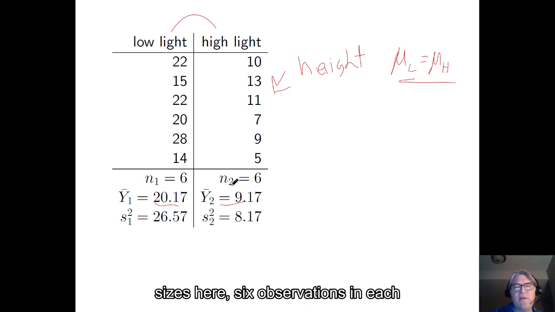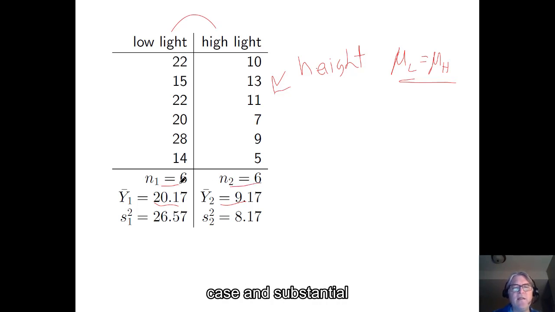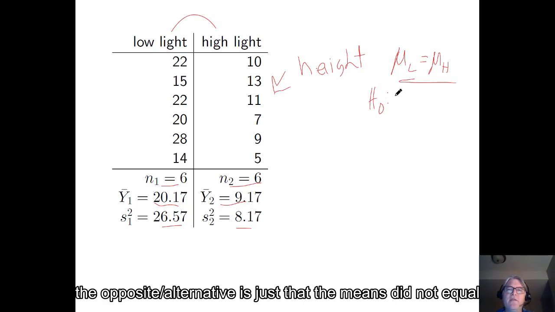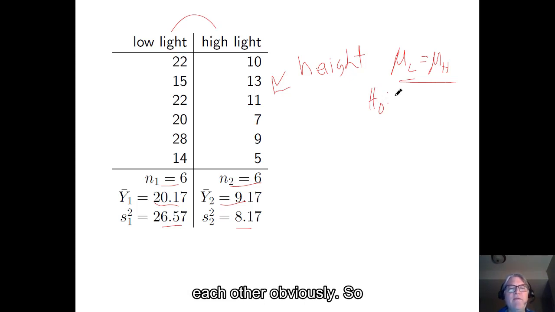And we've got small sample sizes here, 6 observations in each case, and we've got substantial variance, at least in the low light condition. Okay, so there's some data that we might be interested in testing this null. The alternative is just that the means do not equal each other, obviously. So how can we go about doing this?